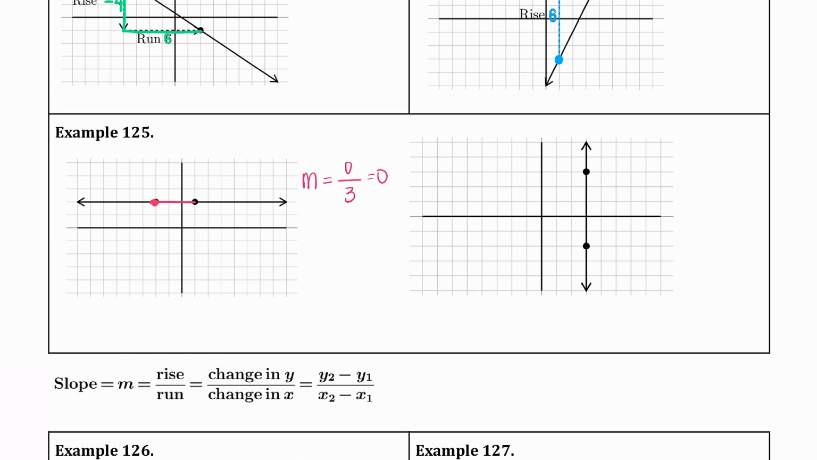This one right here is kind of the opposite. If I start with this bottom point, I rise, let's see, 1, 2, 3, 4, 5. But I run 0, and if we try to do this in your calculator, 5 divided by 0, it's probably going to give you an error message. That's because we can't divide by 0. So if we ever see division by 0, our answer is going to be undefined, or we can say we have no slope. Either one of those is okay.